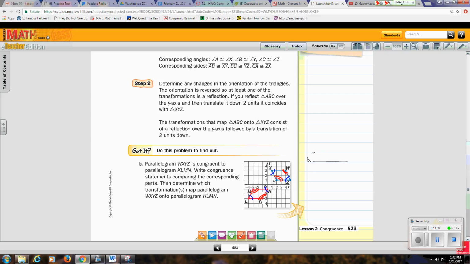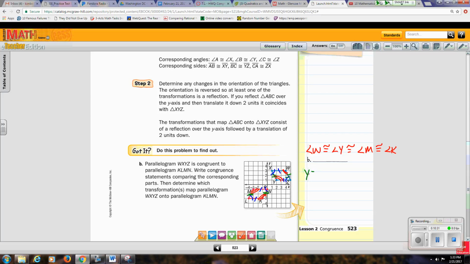Okay, so we could have that. We could have angle W is congruent to angle Y, is congruent to angle M, is congruent to angle K. And then we can do the same things for the sides, and I'm going to make this short because I'm over 10 minutes. These sides are all congruent, my long sides. And my short sides are congruent. So then you guys can figure that out, okay?